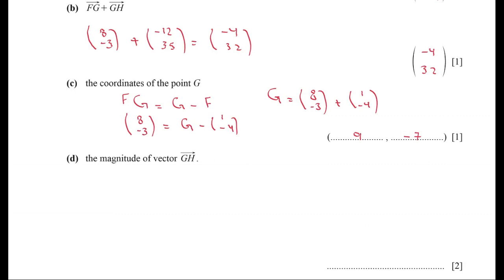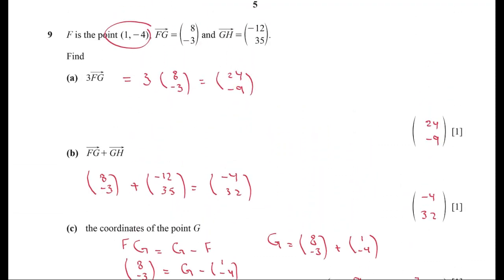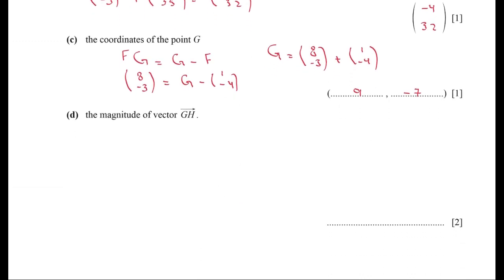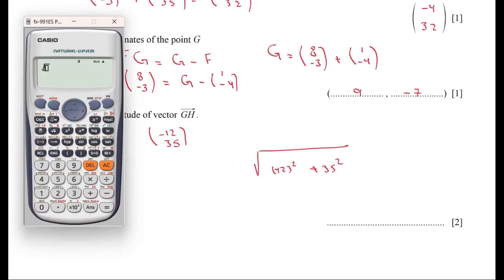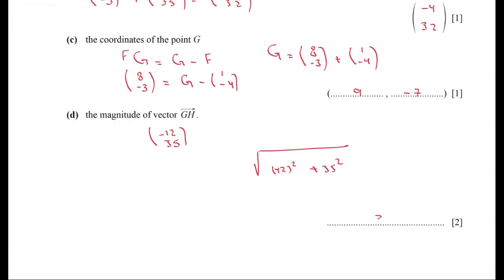Question D. To find the magnitude of the vector GH. GH equals negative 12 and 35. To find the magnitude means the square root of negative 12 to the power 2 plus 35 to the power 2. Using a calculator, the square root of negative 12 to the power 2 plus 35 to the power 2 equals 37. The magnitude of GH is 37.